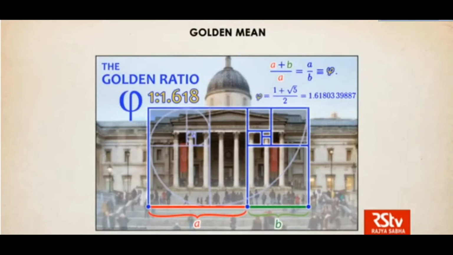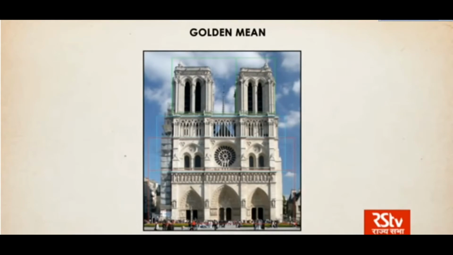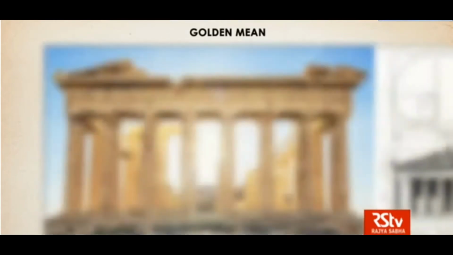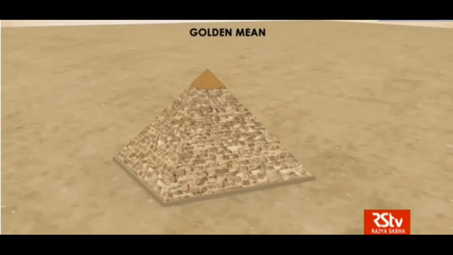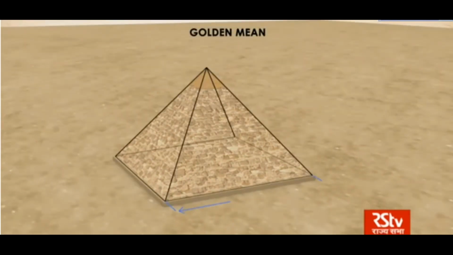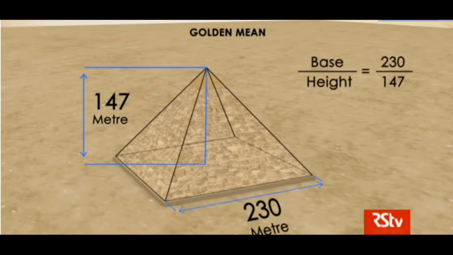Historically, the number can be seen in the architecture of many ancient creations like the Parthenon. In the Great Pyramid of Giza, the length of each side of the base is 230 meters with a height of 146 meters. The ratio of the base to the height is roughly 1.5717, which is close to the golden ratio.